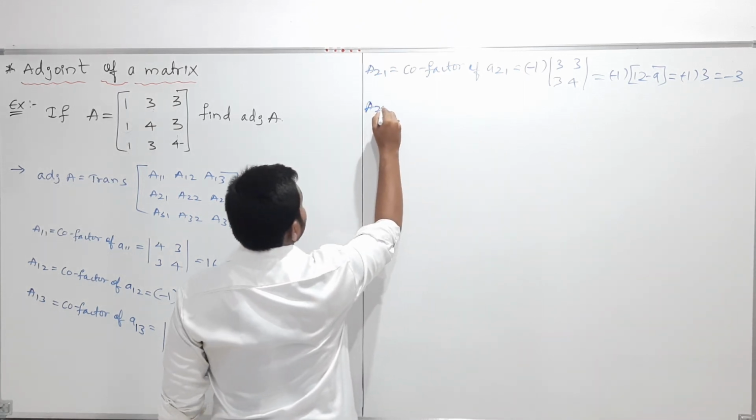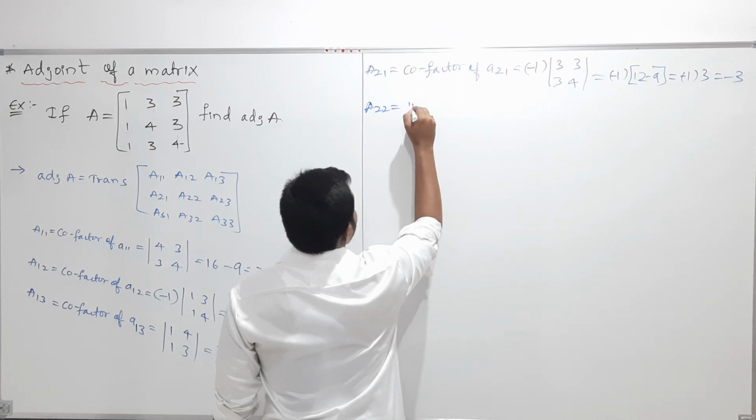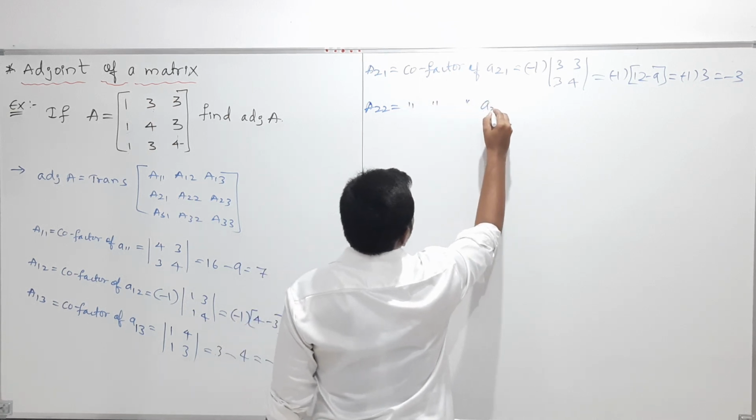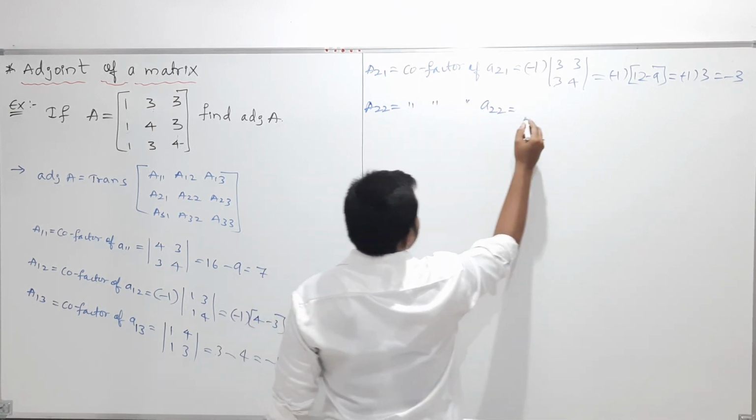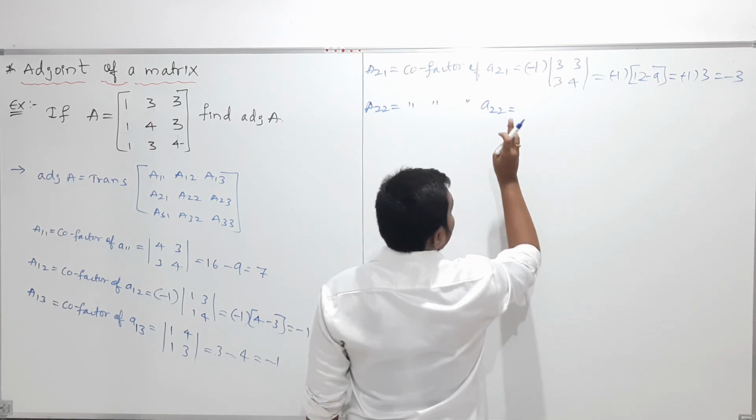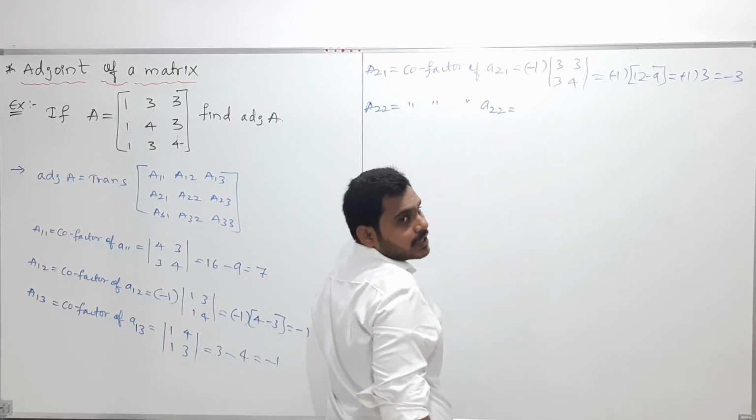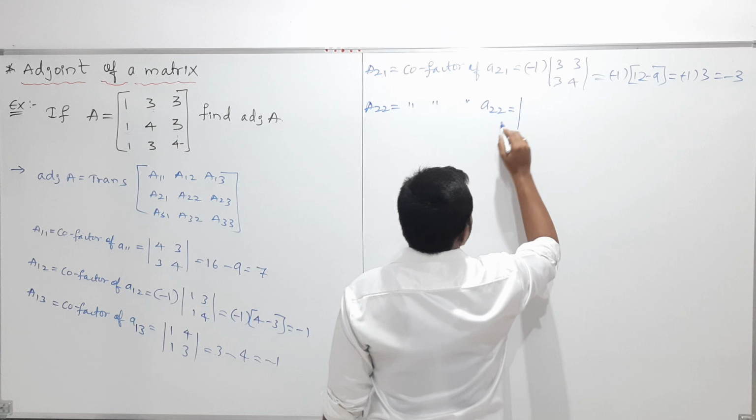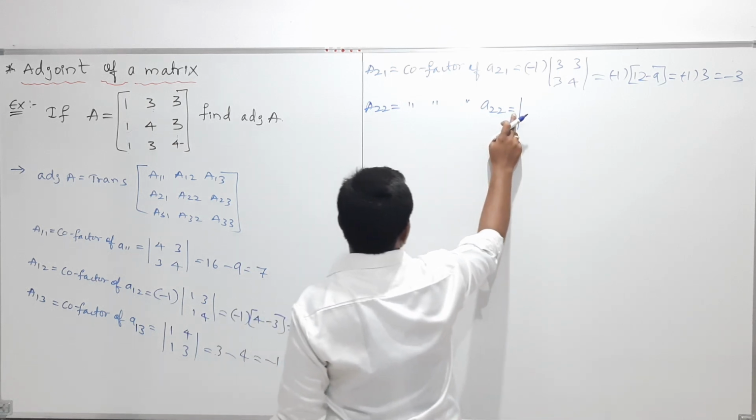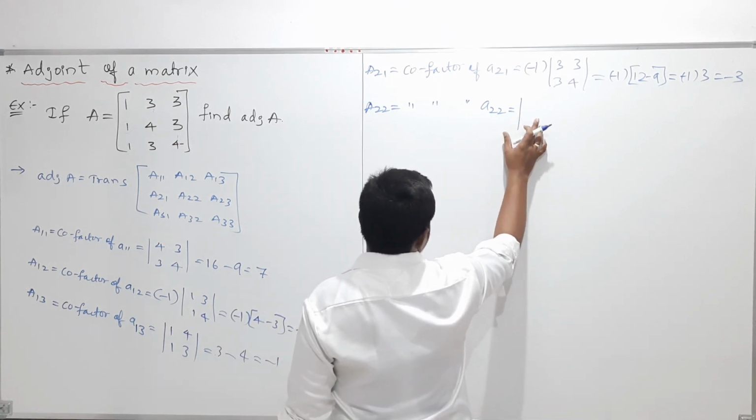Similarly, calculate the A22. What is A22? It is nothing but the cofactor of A22. So the cofactor of A22 is equal to 2 plus 2 is 4. 4 means even. Even means you should take positive. Directly take the determinant. Positive I am not writing, so it's positive, understood.